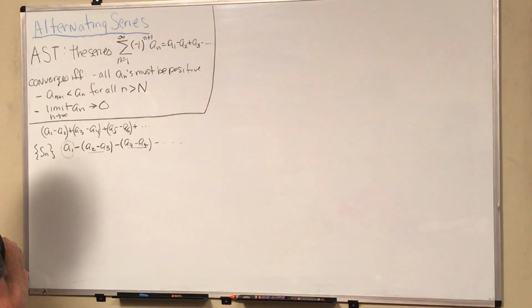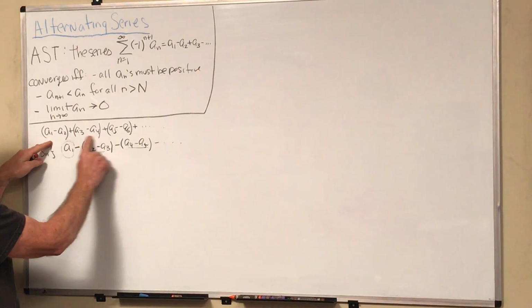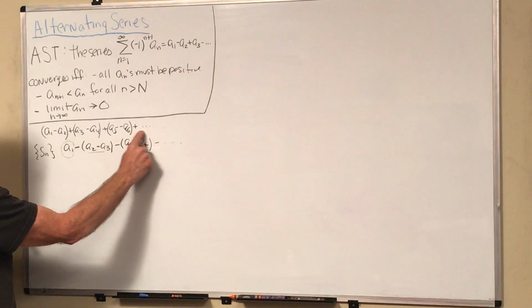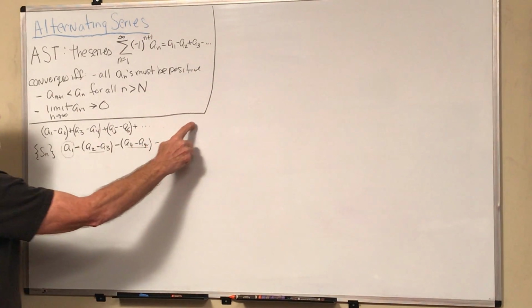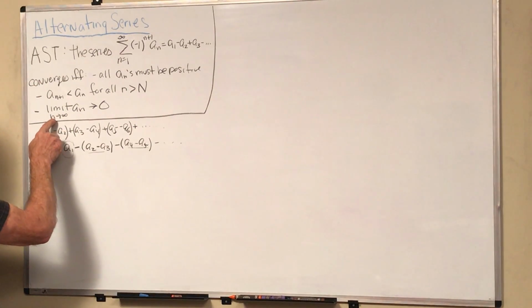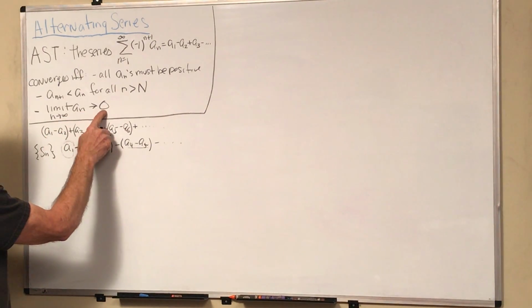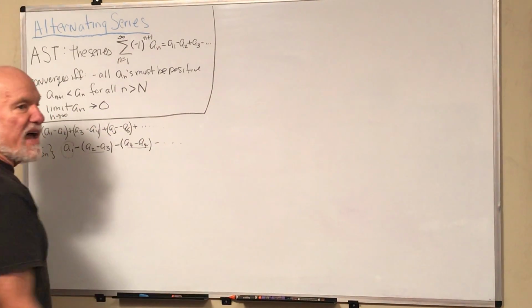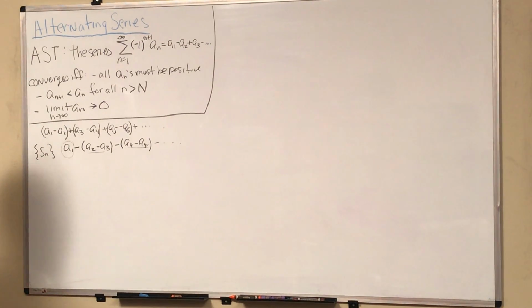So that is pretty much the proof. Obviously, if you had an odd number of terms, you wouldn't be able to pair them up exactly evenly. There'd be one term at the end, but then since the limit of a sub n approaches 0, that last term is not going to really affect that convergence. So that's a proof of the alternating series theorem.